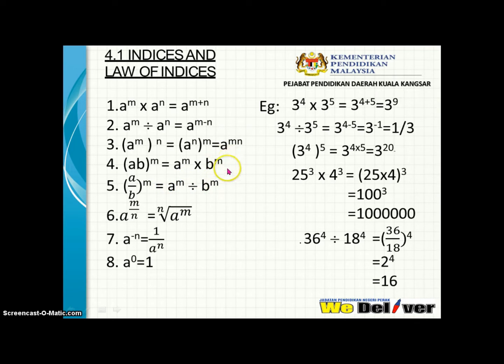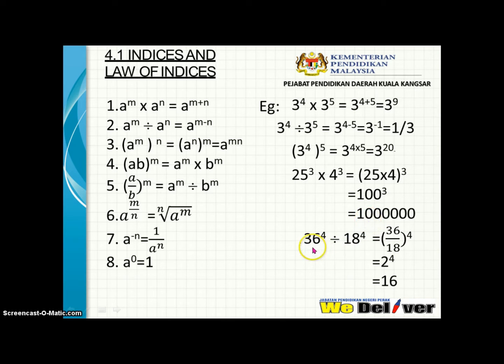So actually for these two laws, usually we want to calculate without using a calculator. We have to write out the answer. So 25 to the power of 3 times 4 to the power of 3. With the same index, we can group 25 times 4. So 25 times 4 equals 100. 100 to the power of 3 equals 10 to the power of 6, or 1 million.